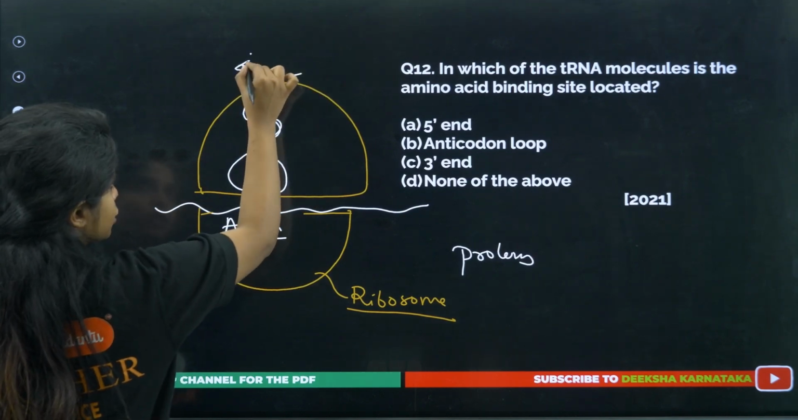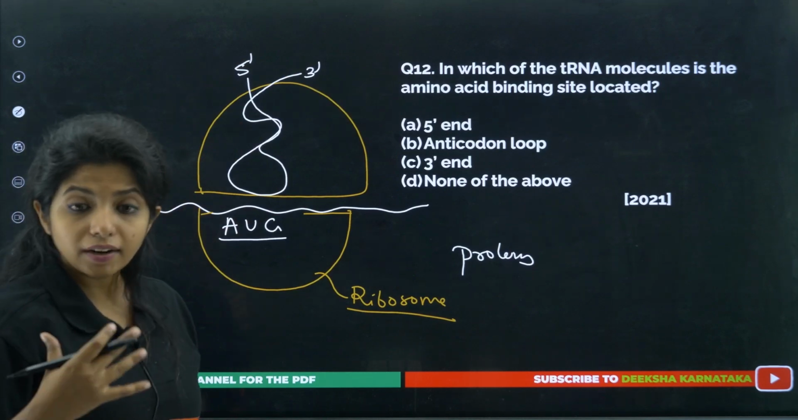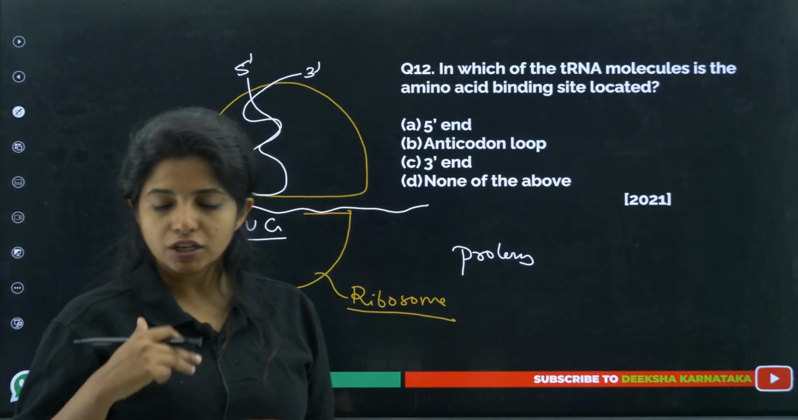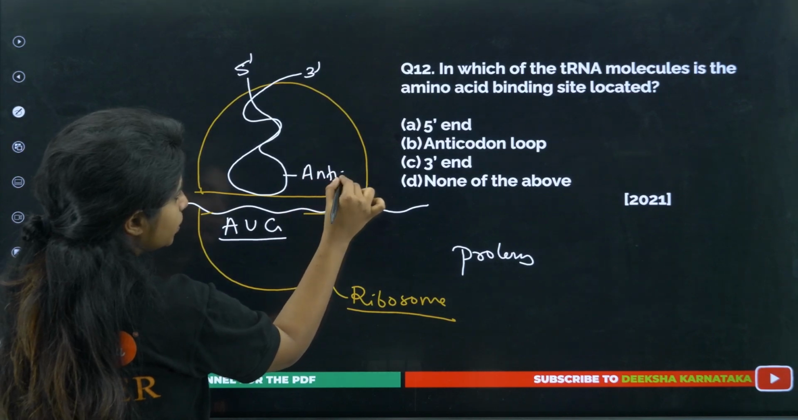This is the 5' end and this is the 3' end. This is also an RNA, right? So it will also have a 5' and 3' end. Now this loop that you see is known as the anticodon loop.